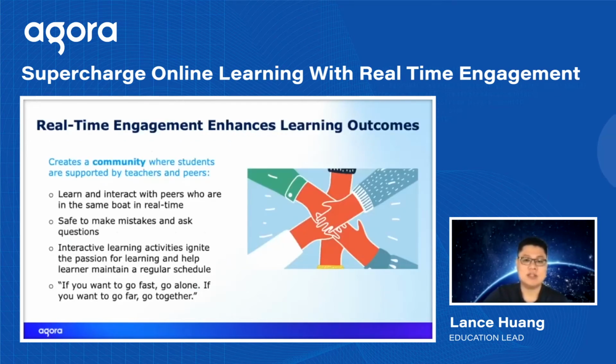And if we zoom in to see how it enhances learning outcomes, we can easily find that real-time engagement helps to create a community where students are supported by teachers and also peers. And if we have this sort of supportive community in place, students will find they are surrounded by peers at a similar level, and also teachers who are actively offering help and support to them. So they will have a sense of belonging, and also they will feel safe to make mistakes or ask questions in areas of confusion.